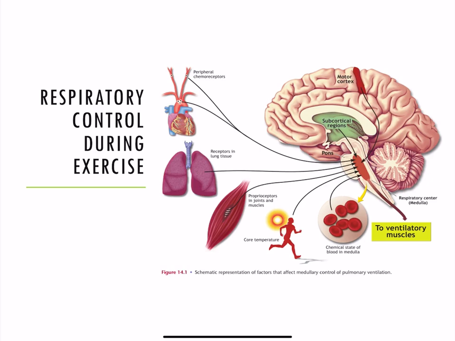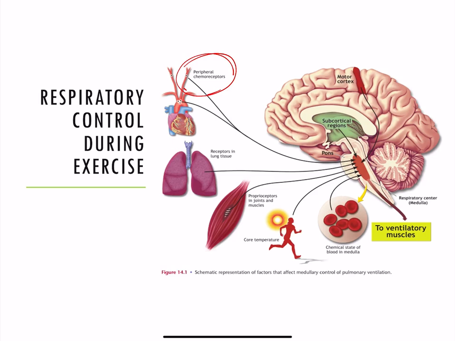All right, so our peripheral chemoreceptors are sensing the chemical environment of the blood. How much oxygen, how much carbon dioxide. Now let me make sure I make a clear point here between rest and exercise. At rest, the chemical state of the blood exerts the greatest control over ventilation. So at rest, changes in oxygen and changes in carbon dioxide have the greatest influence on ventilation.